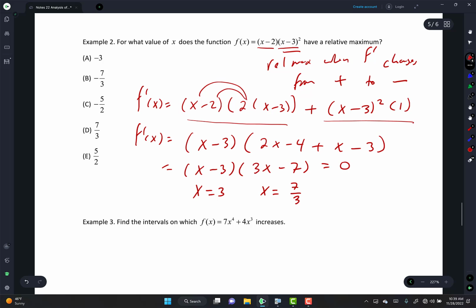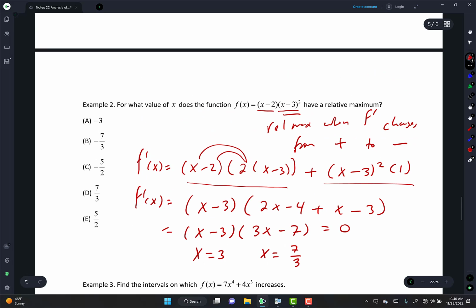These are candidates. Well, I already see that 3 cannot be it, so just by rule of thumb, it has to be 7/3. Don't worry, we're going to explain it. That's not even the best explanation. I factor out an x minus 3. All right. These are candidates for max and min.